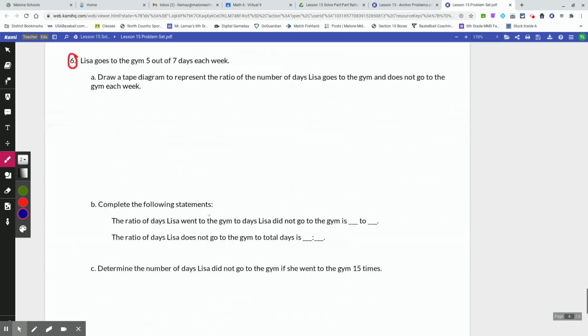Number 6, very similar. Lisa goes out to the gym 5 out of 7 days. Draw a tape diagram for gym days and then total days of the week, and use that to complete all these other questions on B and C.